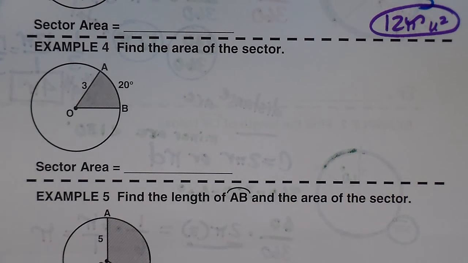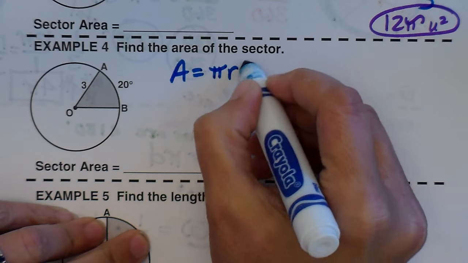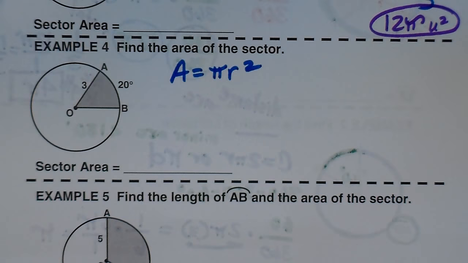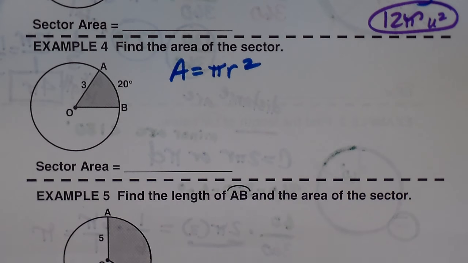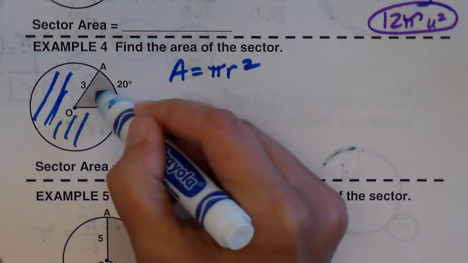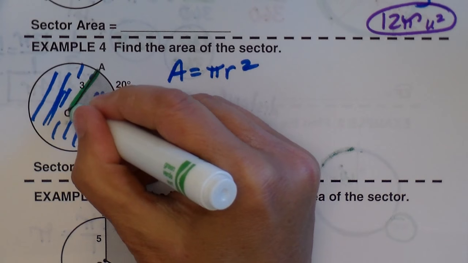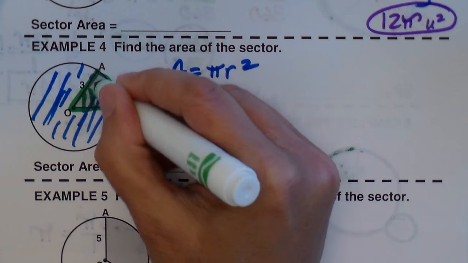Find the area of the sector. So the area equals pi times radius squared. When you say area equals pi times radius squared, I'm not looking for the whole circle again. Here's the whole circle. Everything in blue is the whole circle. But I'm not looking for the whole circle. I'm looking for the green, the green portion.